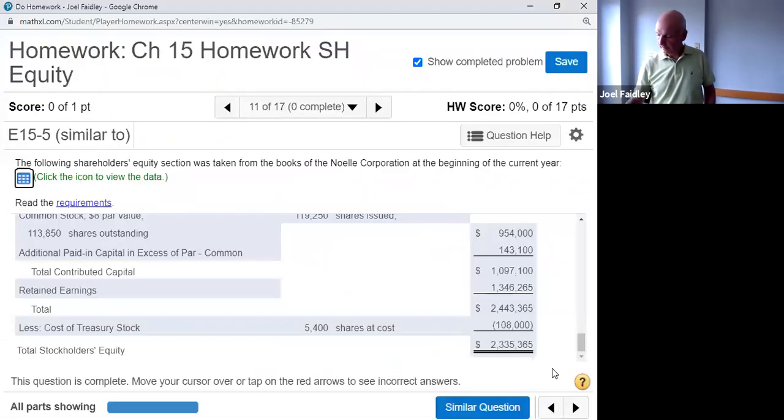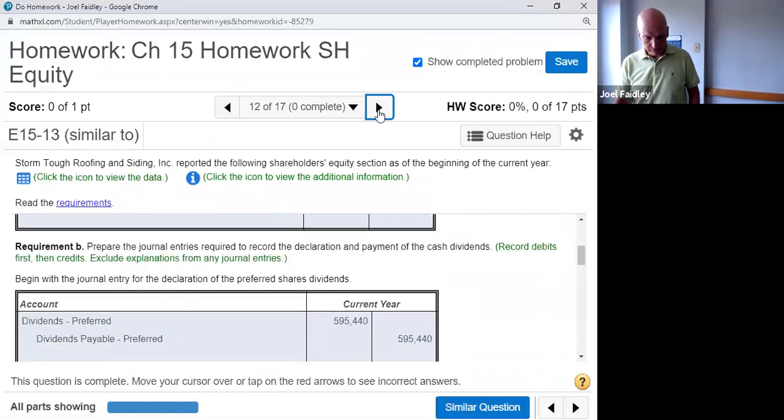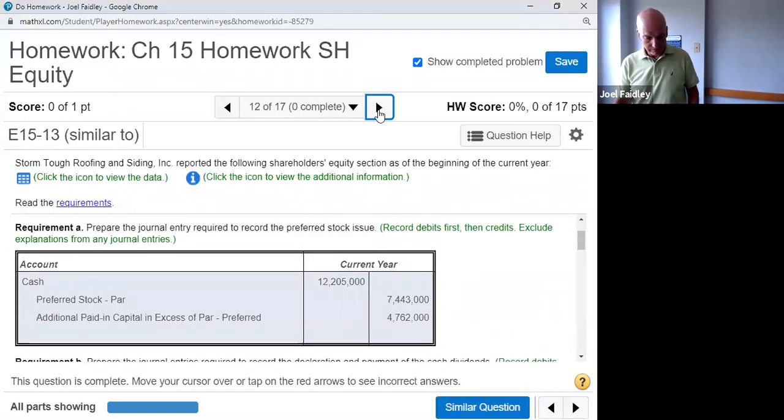All right, that's a little bit lengthy problem, but that's another good one. There's treasury stock. It shows that you know what you're doing with the stockholders' equity. All right, number 12. I don't think I need to go through this. You can probably do that yourself.